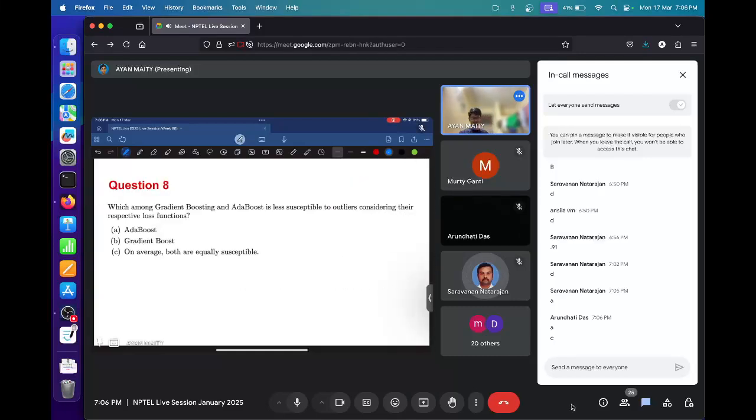Now question 8. Which among gradient boosting and AdaBoost is less susceptible to outliers in considering their respective loss functions?